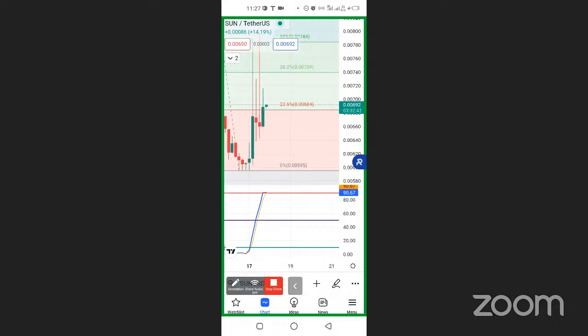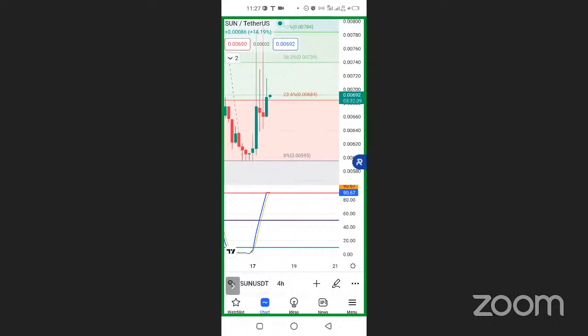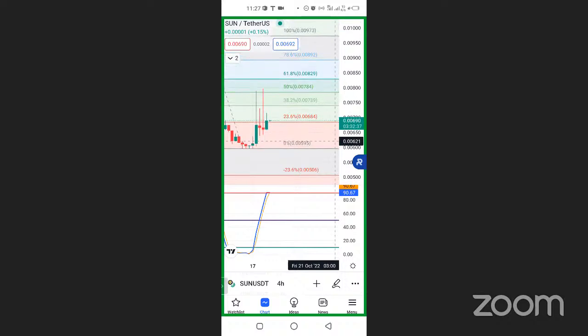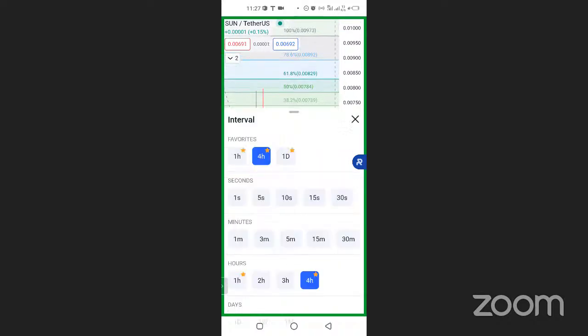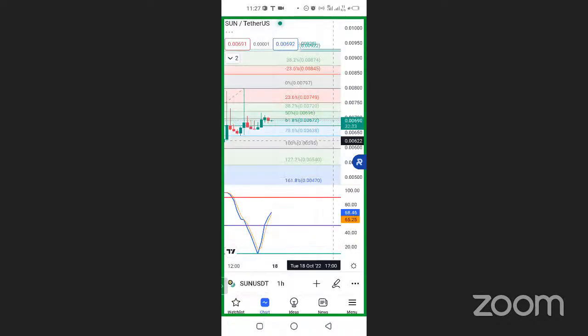Okay, the other thing I forgot to tell you: sometimes the indicator will not show up on certain coins. Don't get annoyed. It will only show up on a coin it knows will perform well. All right, so you don't need to get annoyed about it.